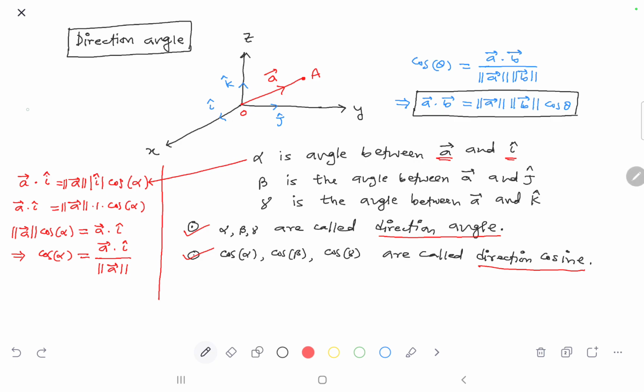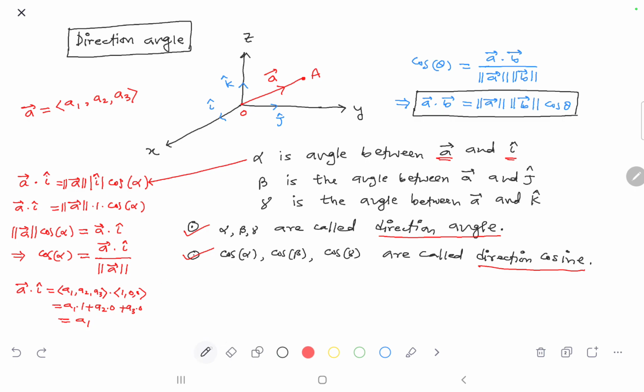Okay. Now let's assume a vector has components a1, a2, a3. We are trying to write it down using components. Then A vector dot i cap is the components a1, a2, a3 dot 1, 0, 0. So this will be a1 dot 1 plus a2 dot 0 plus a3 dot 0. So we get a1, right?